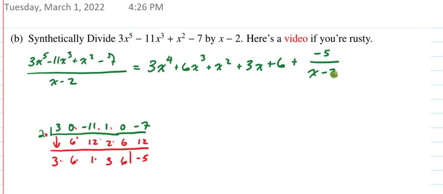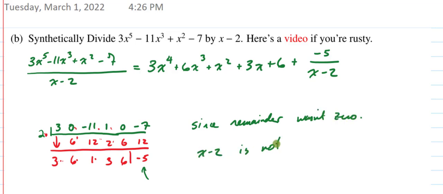As a reminder, this technique of synthetic division only works if we're dividing a polynomial by a linear factor, and it does not work if we're dividing by something of some higher order term. I hope this was helpful. One other thing to say, since the remainder wasn't 0, that tells us that x minus 2 is not a factor.